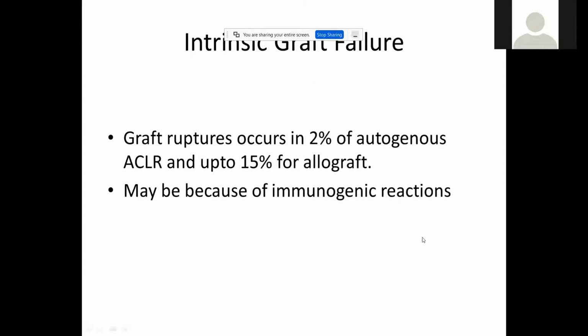Apart from that is intrinsic graft failure. This is the part where you cannot do anything. We don't know actually. Graft rupture occurs in 2% of autogenous ACL reconstructions, up to 15% in allograft. We don't know why it happens. It may be immunogenic reactions, some immunological reaction to the graft you are putting in, but we don't have a proper explanation. You can consider it as immunogenic reaction and graft failure. I'm not discussing this topic because you can't do anything here.